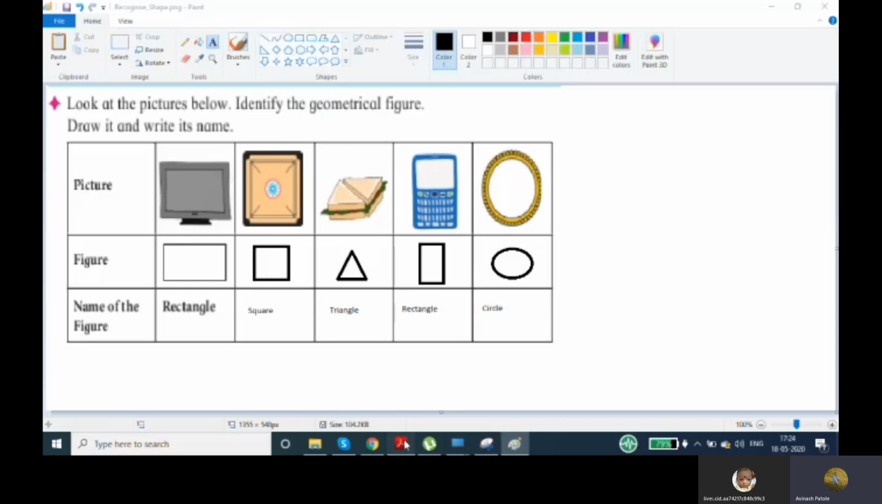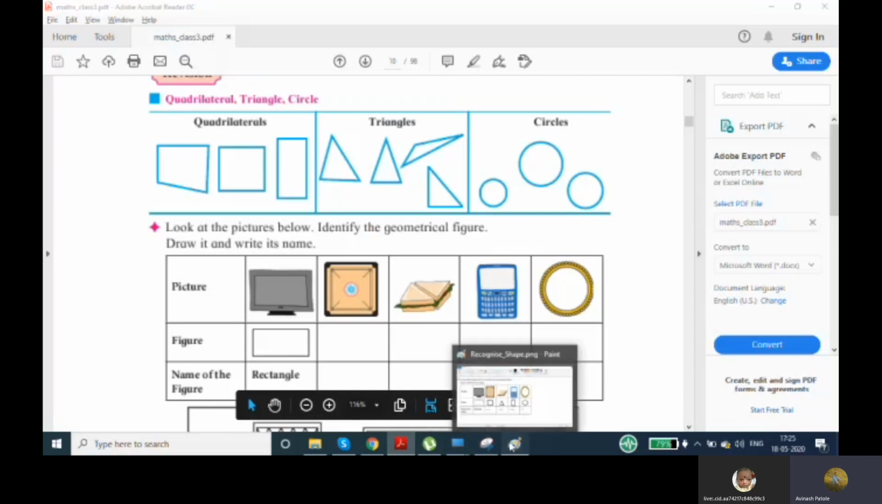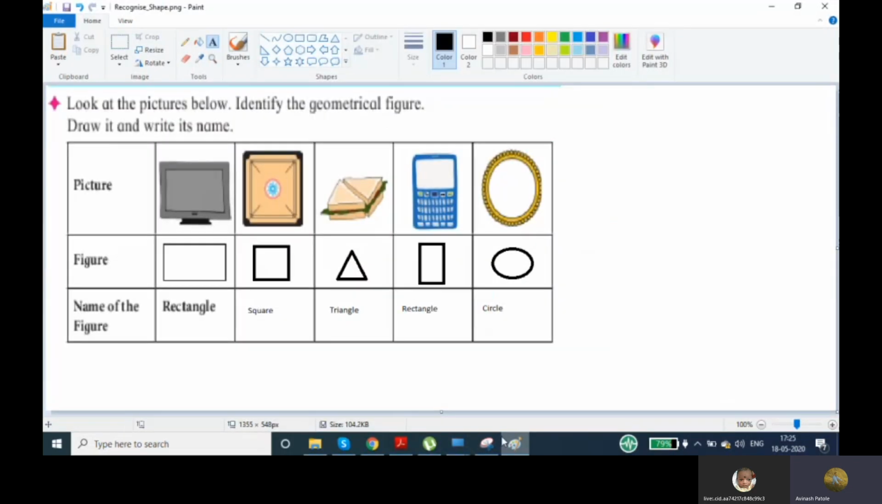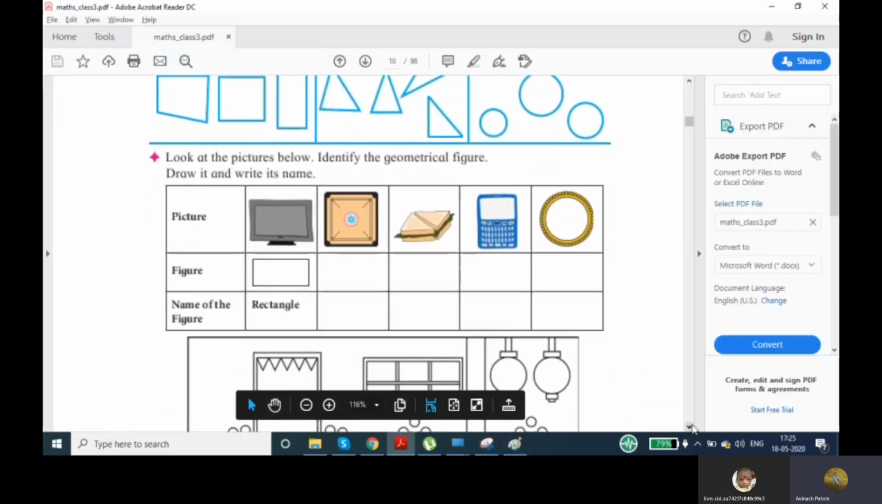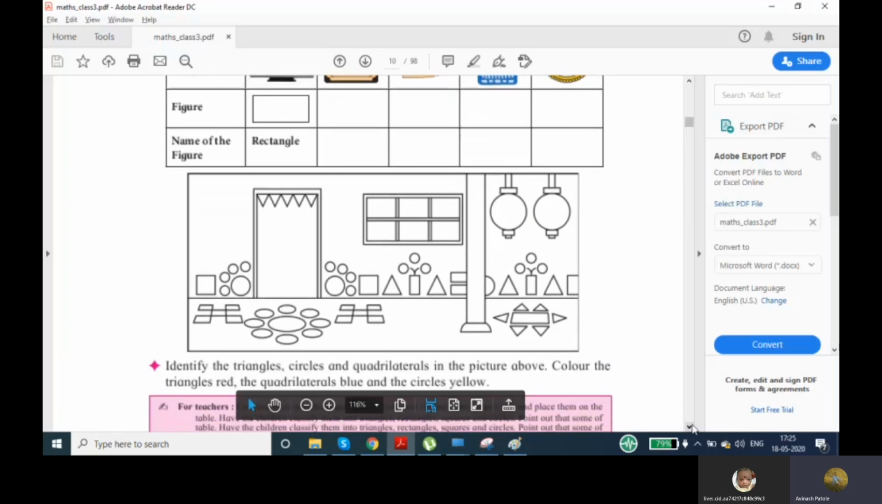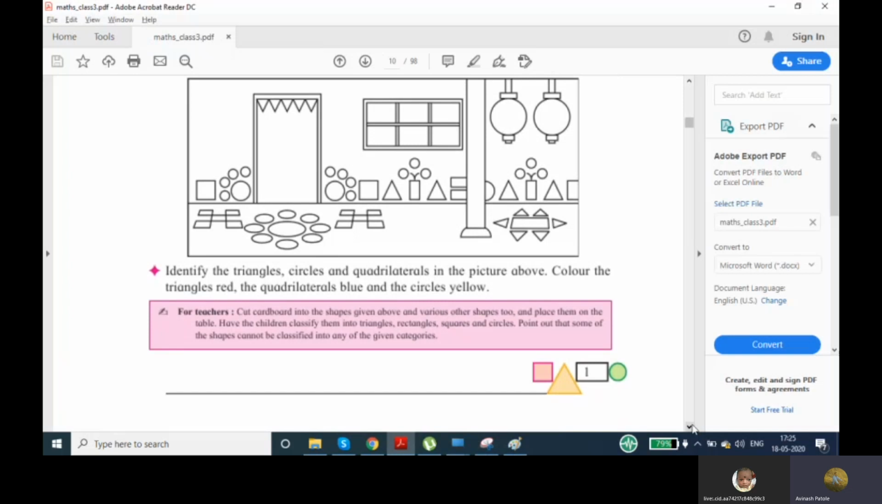I'm going to switch back to the book again, and I'm here. So what we did just now is this, and we are switching back to the book, and we are now going to scroll down. So there is another activity right below this. I'm going to read that out for you. It is identify triangles, circles, and quadrilaterals in the picture above. Color triangles red, the quadrilaterals blue, and circles yellow.